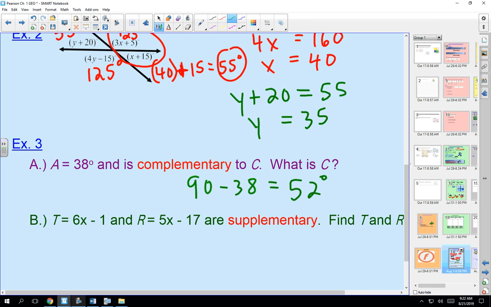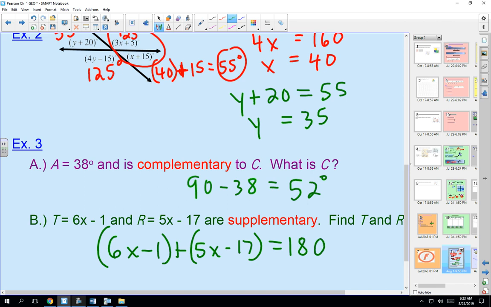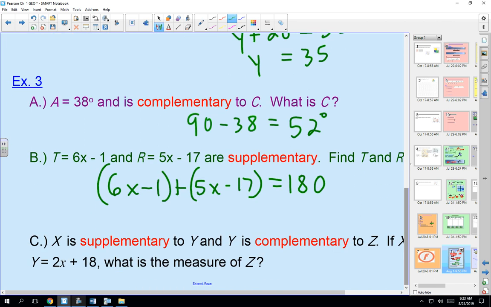And then in part B there it says if T is 6x minus 1 and R is 5x minus 17 and they're supplementary, then go ahead and find angle T and R. Well, if they're supplementary, then they have to add up to 180. A lot of students will put these in parentheses. I don't end up needing the parentheses. I can drop them right away because I don't have to do any distribution in my solving. Okay, so I have 11x minus 18 equals 180.